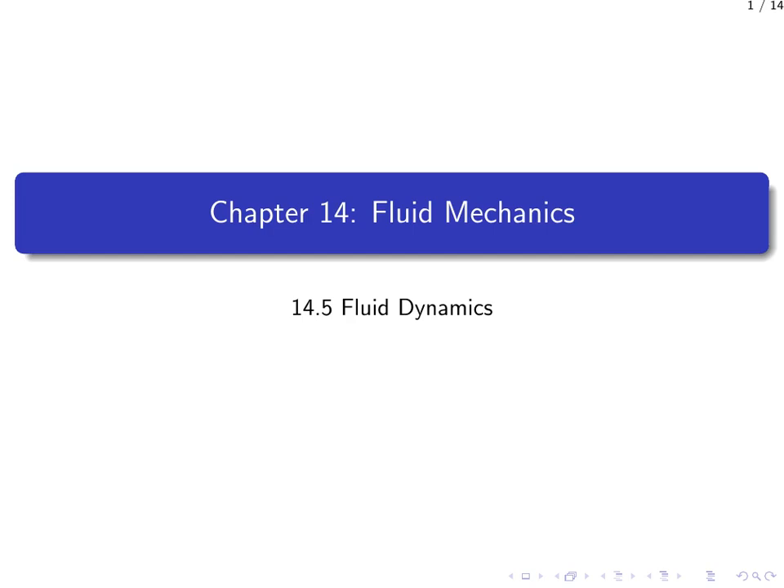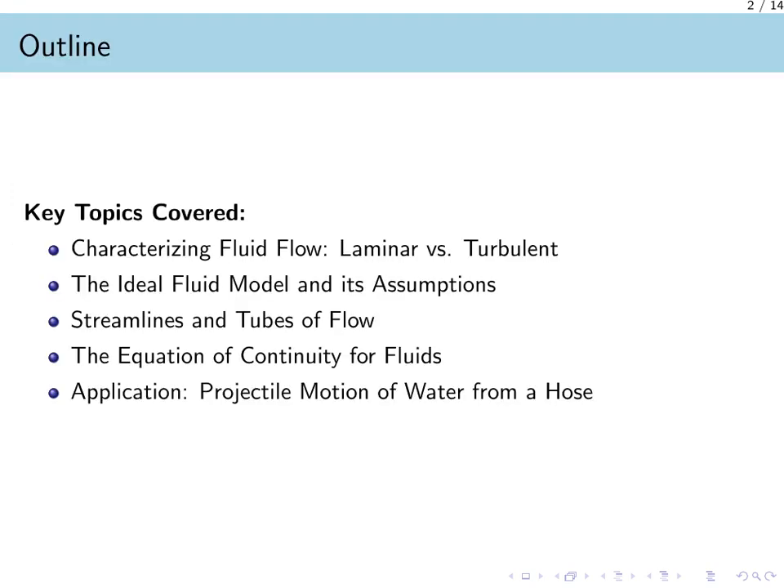14.5 Fluid Dynamics. The outline of this video is as follows. We will begin by characterizing the two main types of fluid motion, distinguishing between smooth, laminar flow and chaotic, turbulent flow. This will set the stage for our main analytical tool. Next, we will introduce the ideal fluid model, a simplification that ignores complexities like viscosity and compressibility, allowing us to build a foundational understanding of fluid dynamics.